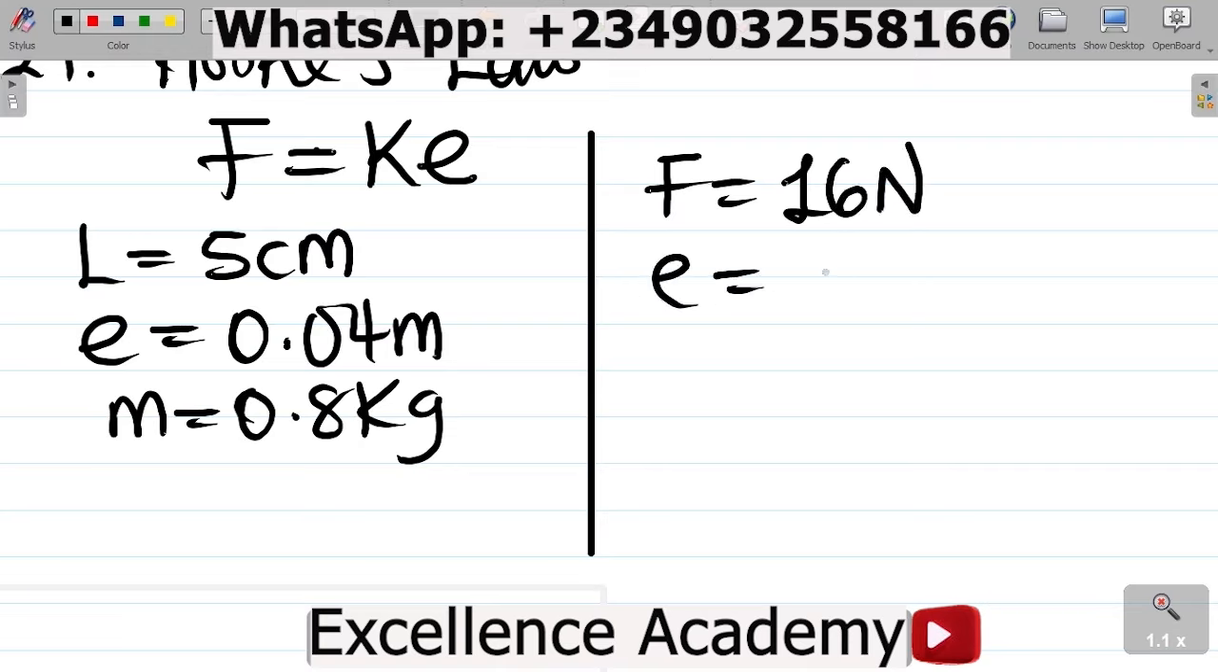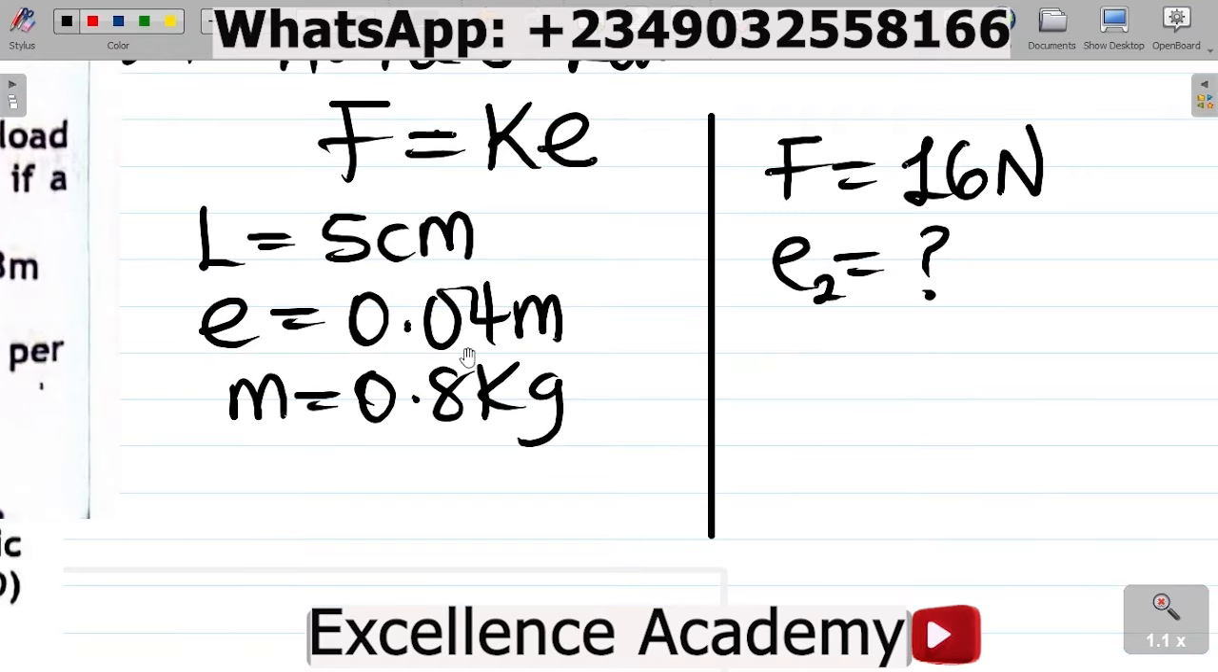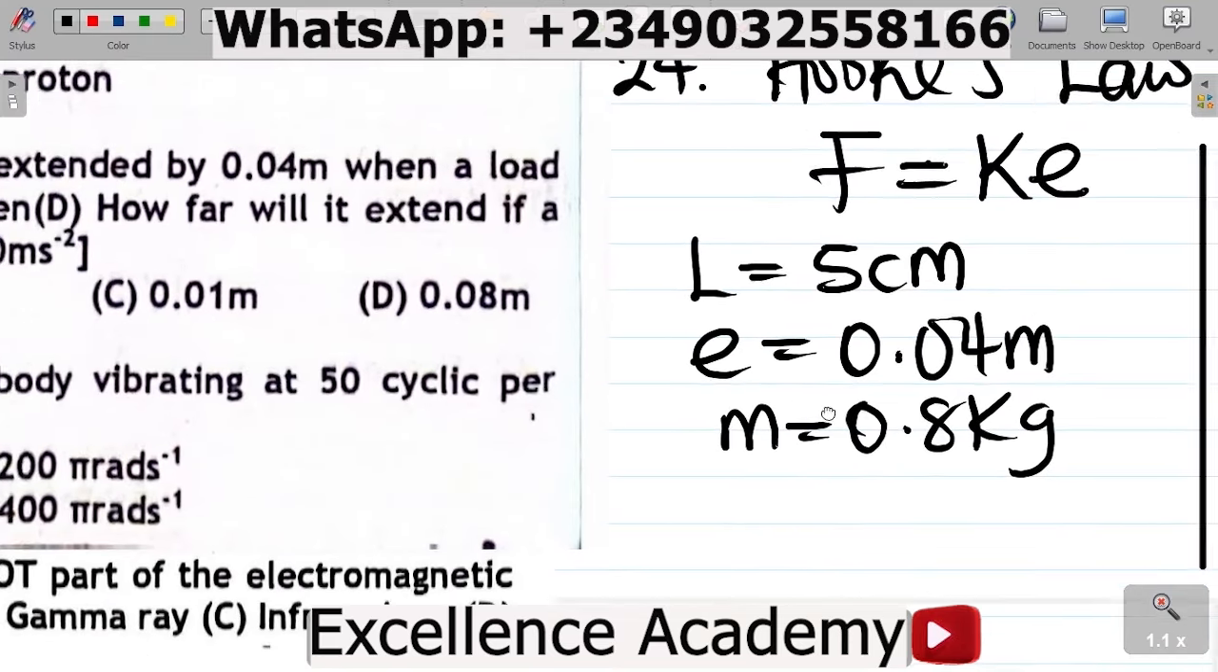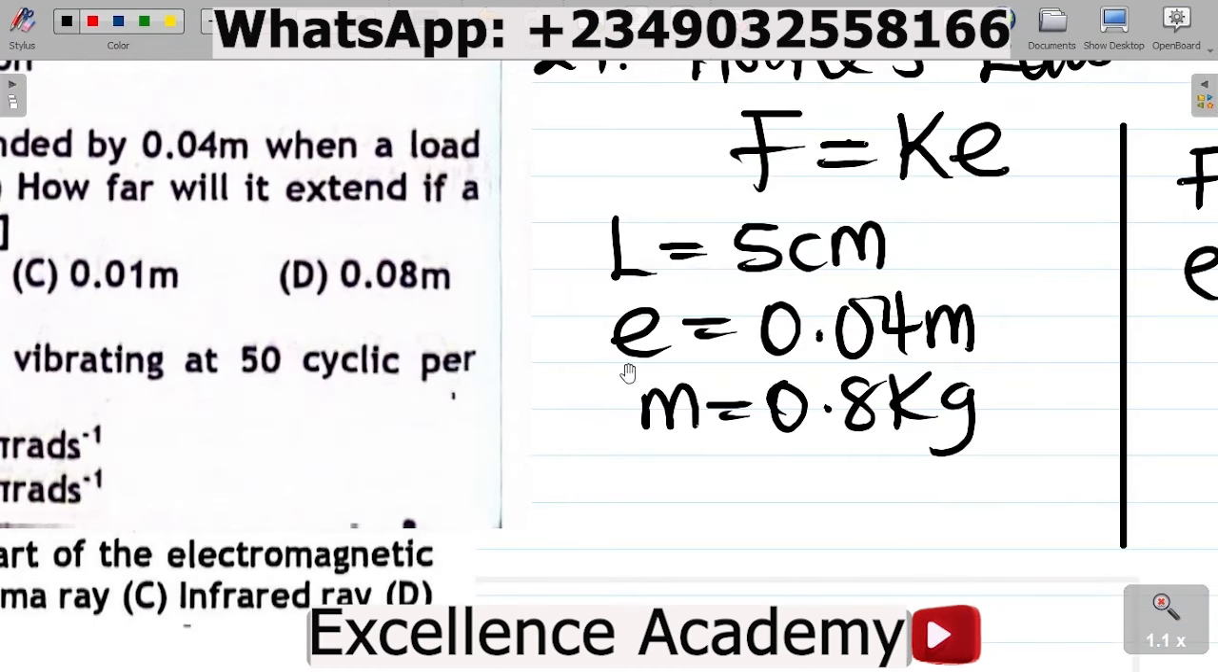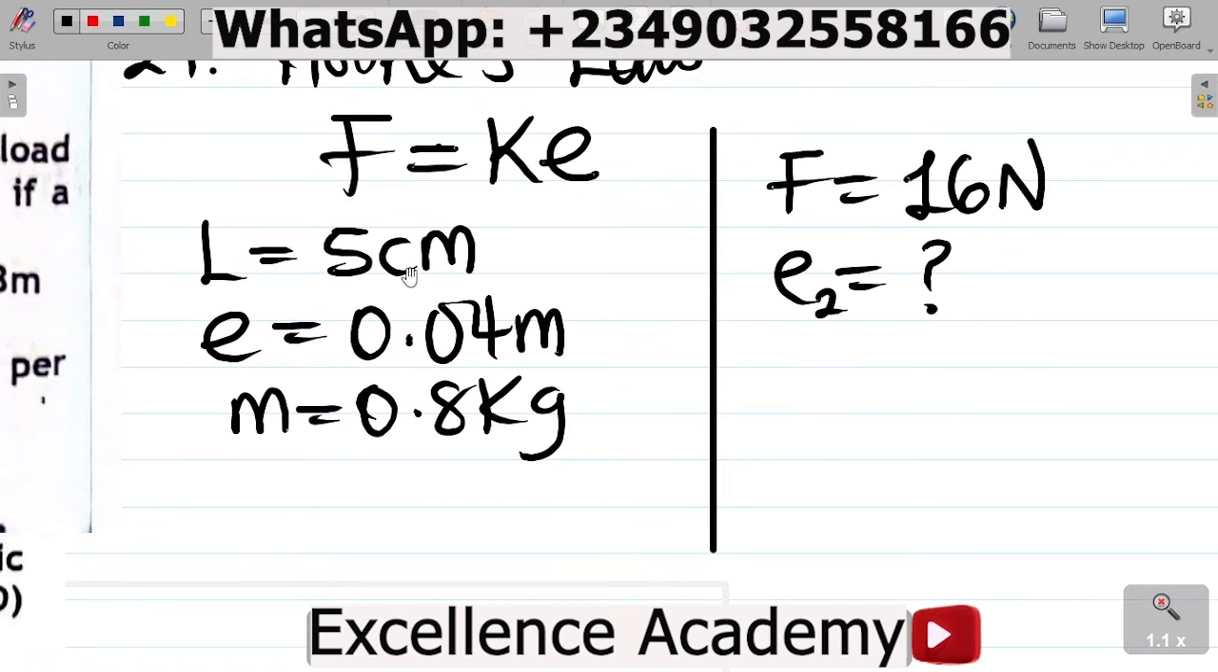You're asked how far will it extend? Let's call this extension 2. Now, the question would be, if I already have an extension here, why am I now asked to find another extension? That becomes the question. Observe that they said when a load of 0.8 kilogram here, this load here still represents a force. So the first thing we want to do here is to look at this first part.